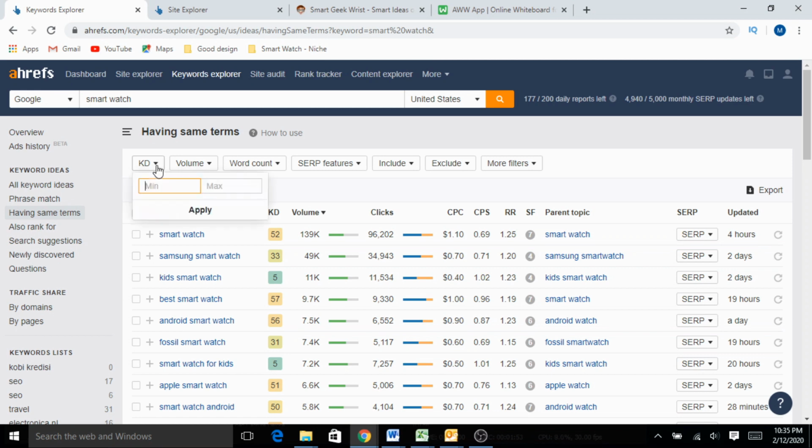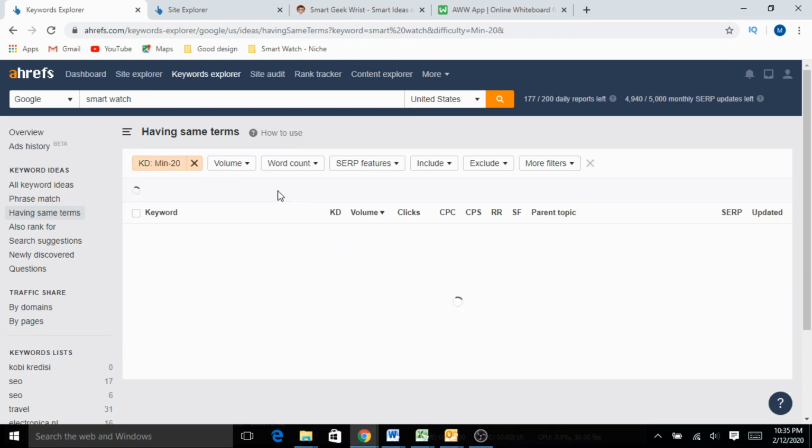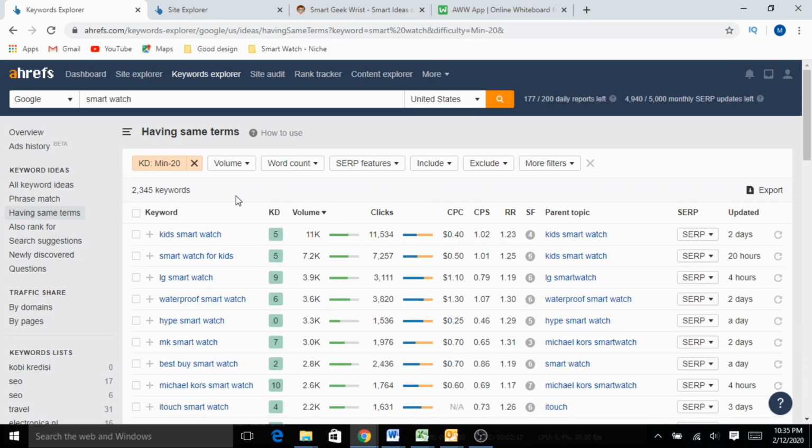Those are enough topics. Now what we will do is filter the keyword difficulty to less than 20. Again, for the people who are not very familiar with these technical terms, KD stands for keyword difficulty. Lesser would be better. Now let me apply this filter, and you can see we have about 2000 plus keywords. Now let's look at our validation.